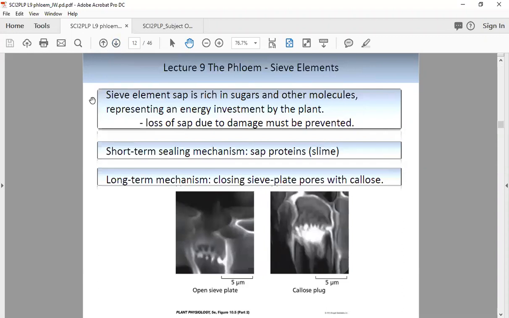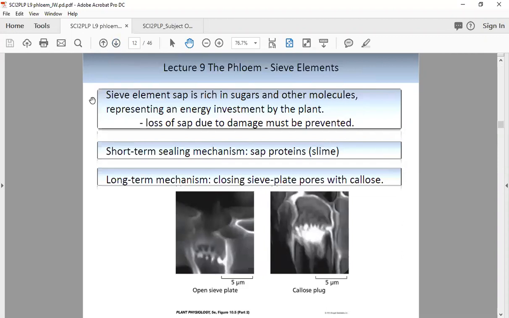Sieve element sap. So what does it contain? It's obviously rich in sugars, and there are other molecules also, which we'll look at in just a minute. A loss of sap due to damage has to be prevented. So any sort of wound, any sort of damage to the phloem requires some sort of mechanism to repair or prevent any further loss of the phloem sap.